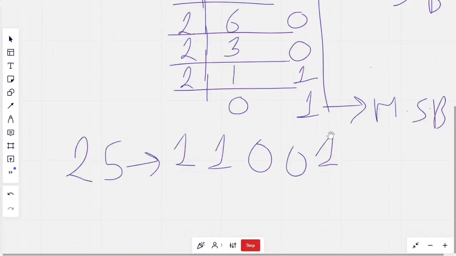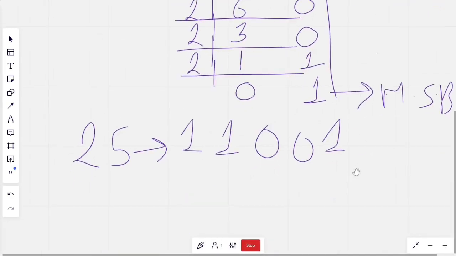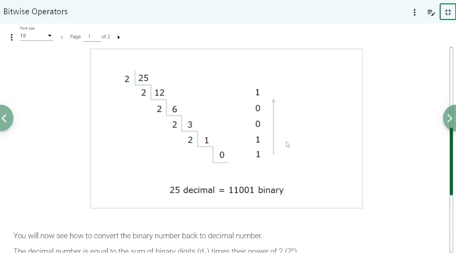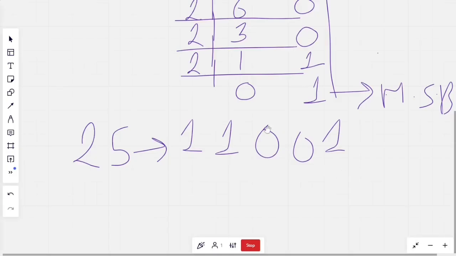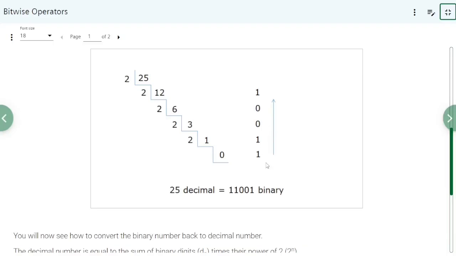Let me just go a bit down. So the binary representation of 25 is 11001. Yes, it is matching, right? So this is the binary number. I hope you are clear with how we get a binary from a decimal. If you have any doubts, guys, you can always comment down. I'll definitely answer it. Okay, let's move on.